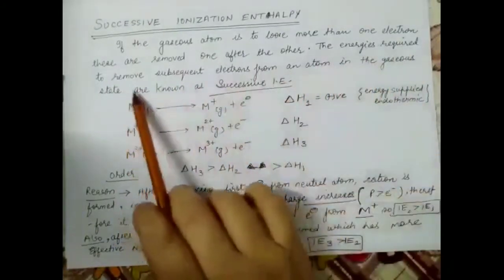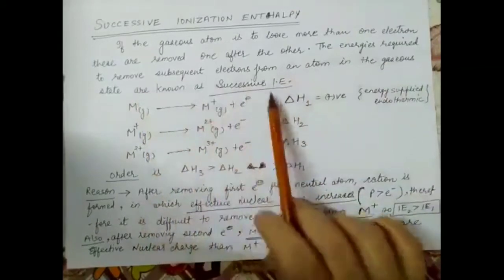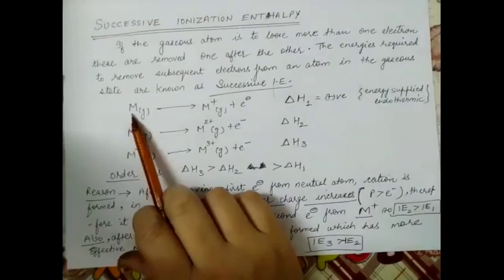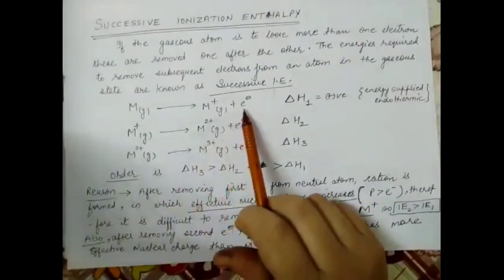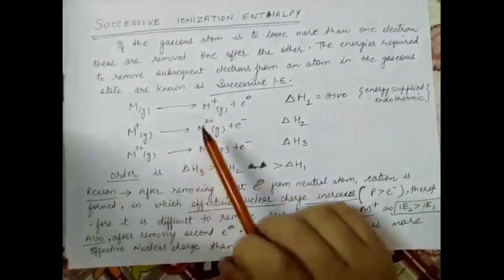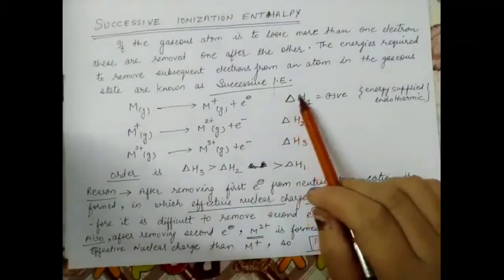The energy required to remove the subsequent electrons from an atom in the gaseous state is known as successive ionization enthalpy. Every time we have to supply some energy, and that is known as successive ionization enthalpy. Suppose M stands for any metal or element in the gaseous state. I have removed the first electron, so it changes to M plus. Since one electron is lost, I have to supply some energy, so this is delta H1.